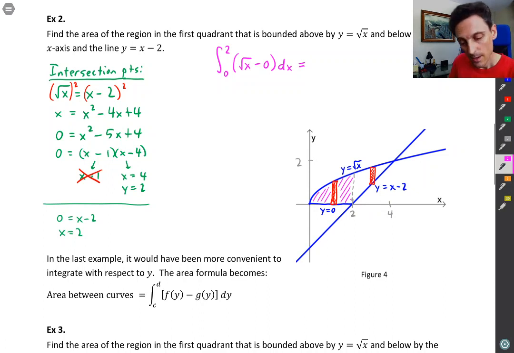Okay. Now remember that to integrate the square root of x, we want to rewrite it as x to the half.